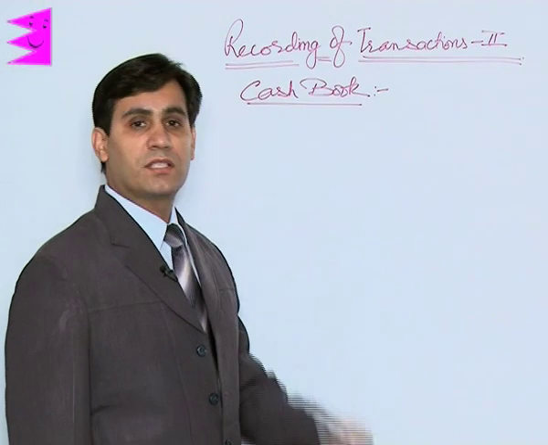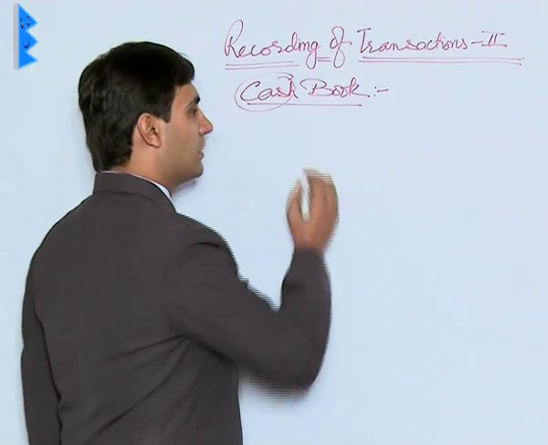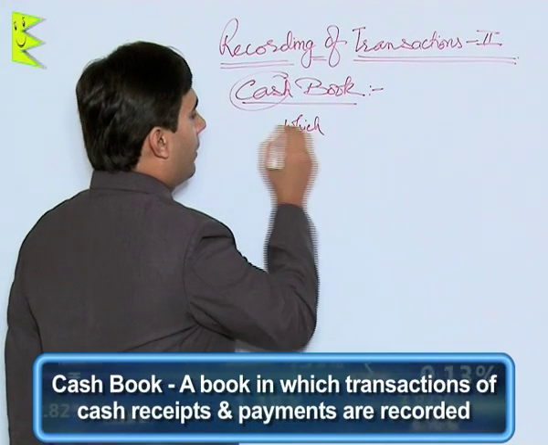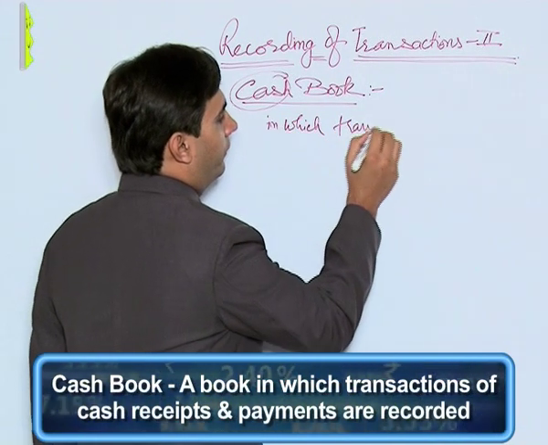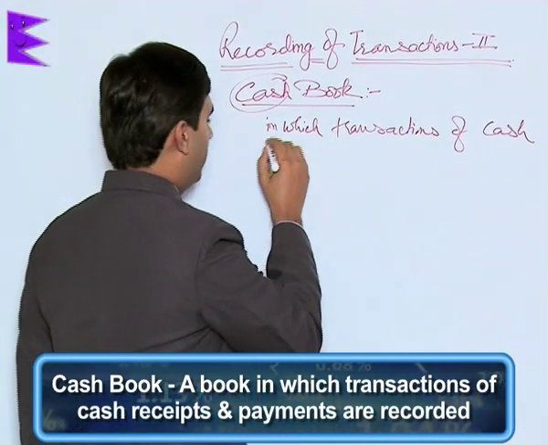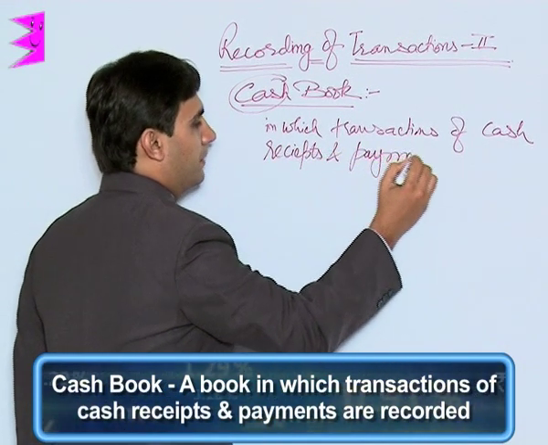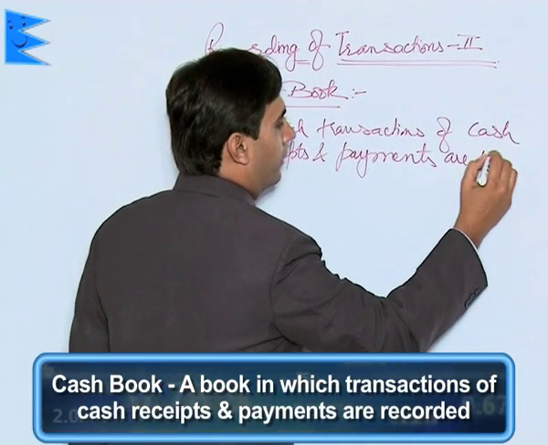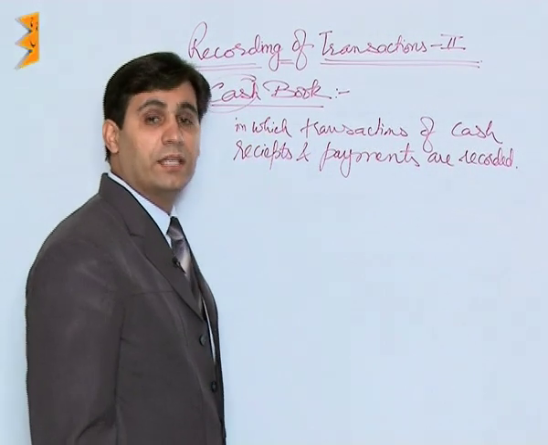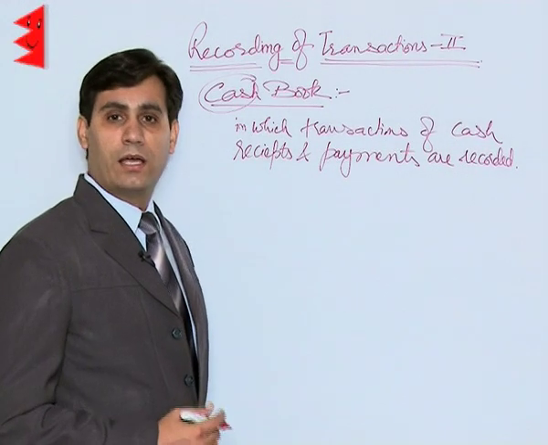Now first of these books is cash book. As the name suggests, cash book. What is a cash book? Cash book is a book in which transactions of cash receipts and payments are recorded. Now, it is a book which is maintained on cash basis, in which only those transactions in which we are either receiving cash or we are paying cash are recorded.